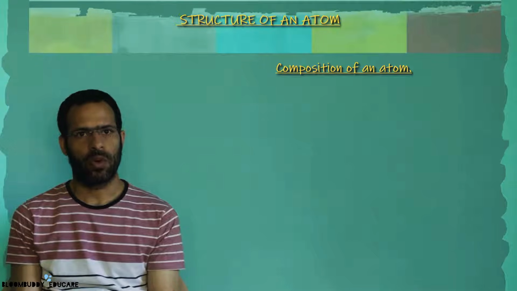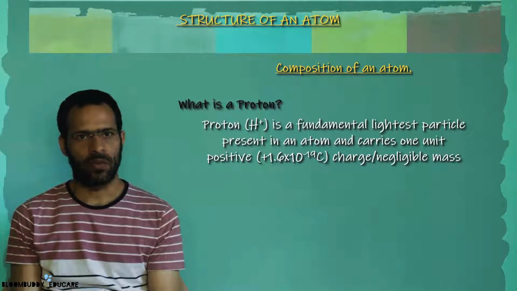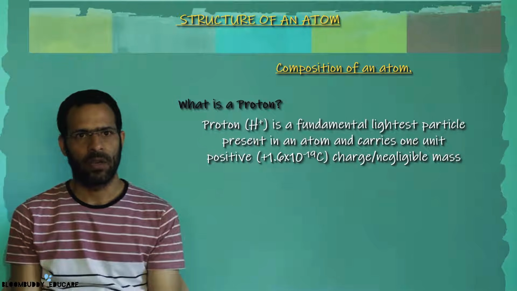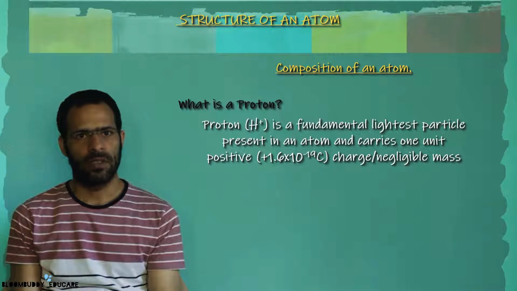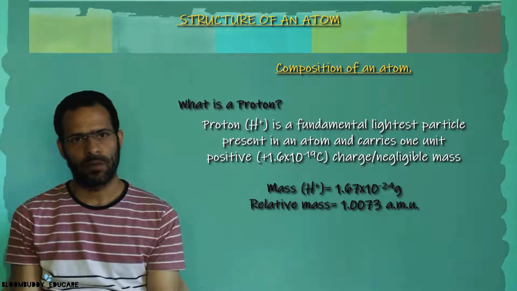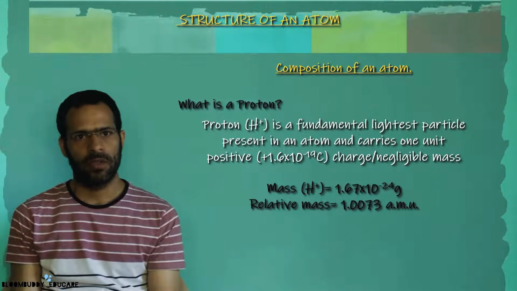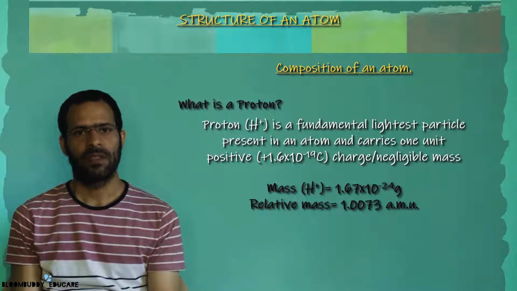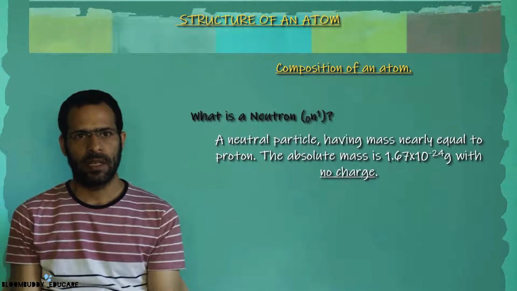Similarly, let's see what a proton is. So proton is the lightest particle of the matter possessing a unit positive charge, which is equal to 1.6 into 10 to the power minus 19 coulombs. So in case of electron, this charge is negative, whereas in case of proton, this charge is positive. And the weight of the proton is around 1.67 into 10 to the power minus 24 gram. So the relative mass of proton is approximately equal to 1.0073 atomic mass units.